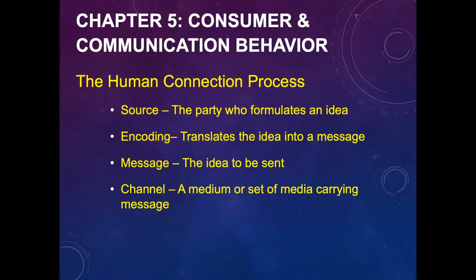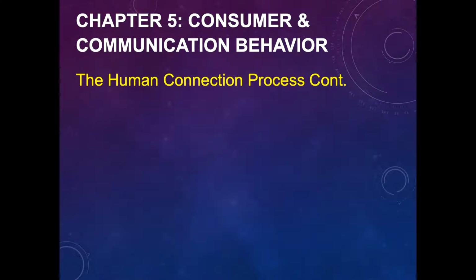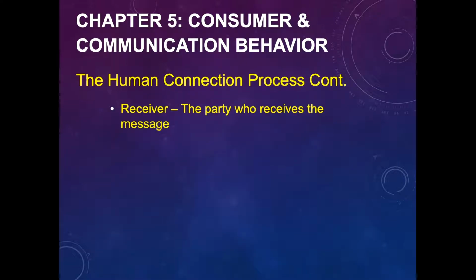Then we have the channel, the means by which the message travels from source to receiver. The channels can be personal, like somebody selling something, or non-personal, which is mass communications. All right. Let's continue. The receiver. The receiver is the person who receives the message. So advertisers must be concerned how the consumer will decode the message. So you have your encoding and you have your decoding. The encoding is on the way out from the message through the channel, okay? And then from the channel to the receiver who decodes the message.